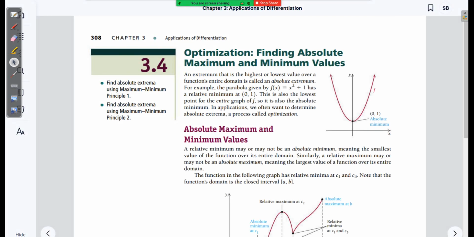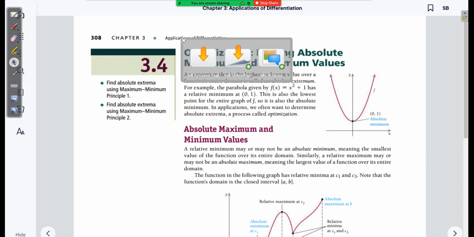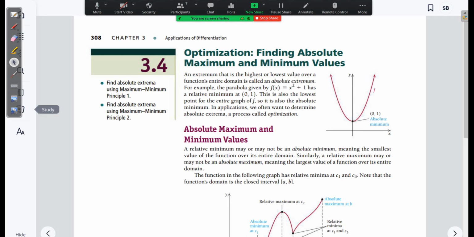All right, so today we're talking about Chapter 3, Section 4, Optimization, Finding Absolute Maximum and Minimum Values. Now, obviously, we have done this before in the previous section, and there isn't really too much more to this particular section. We're going to have one application problem. We're also going to look at another way to figure out maximum and minimum. Well, we're not going to really figure out another way.